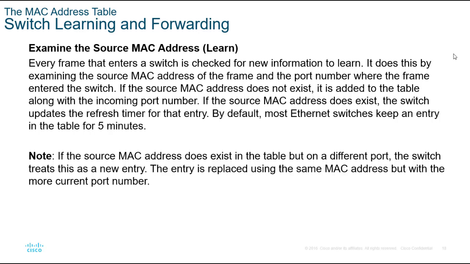If the switch sees a new source MAC address that isn't in its MAC table yet, the switch adds it to the table, accompanied by its incoming port number. When the switch sees a source MAC address that does already exist in the MAC table, the switch updates the refresh timer for that entry in the table. The default time that an Ethernet switch will hold a MAC address in the MAC table is usually 5 minutes. If there is an entry for the MAC address, but on a different port, the switch will create a new MAC address entry using the new incoming port number.